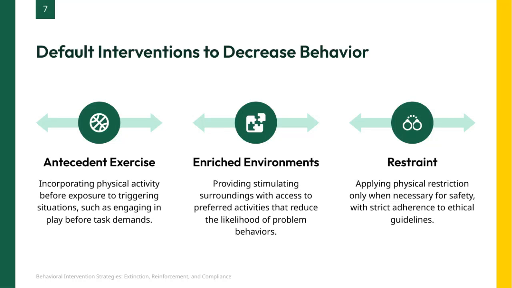When it comes to decreasing challenging behaviors, there are a few default interventions that can be very effective. First, antecedent exercise involves incorporating physical activities before the individual faces situations that might trigger problem behaviors. For example, allowing time for play before task demands can help reduce frustration and increase cooperation. Next, creating enriched environments means offering stimulating settings filled with preferred activities. This not only keeps the individual engaged, but also lowers the chances that problem behaviors will occur because their needs for stimulation and interest are being met.